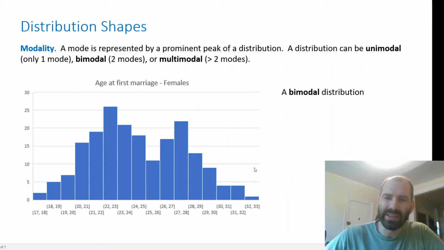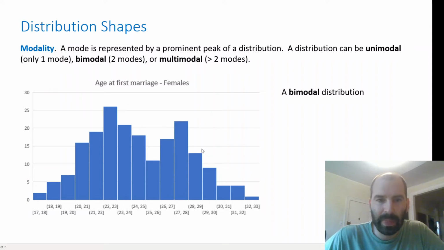Now, why is this bimodal? Well, one reason that I can think of is maybe how conservative or traditional the family that the person is from is. So if somebody comes from a very traditional family, or if they tend to be more conservative, they might tend to get married at a younger age. Whereas if you come from a less conservative family, or you're less traditional, somebody might wait a little longer before they get married, right?